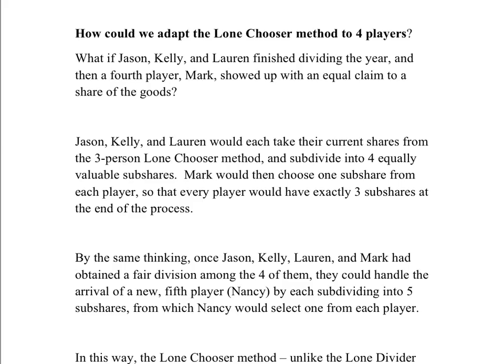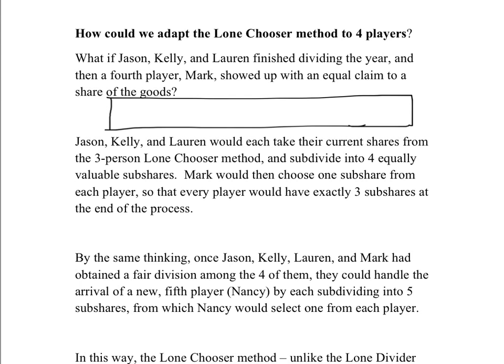Our last question for this entire chapter is how we can adapt the lone chooser method to 4 players or more players. In other words, what if Jason, Kelly, and Lauren finished dividing the year, and then a 4th player, Mark, showed up also having an equal claim to a share of the goods? So suppose that Jason, Kelly, and Lauren have just finished applying the lone chooser method. What should they do now to accommodate Mark's claims?